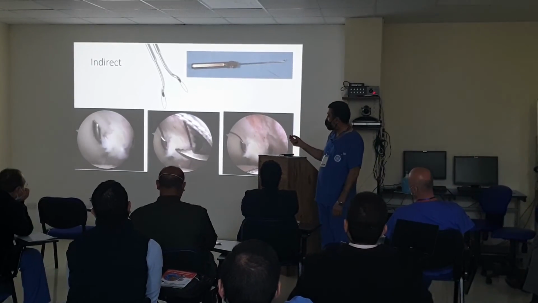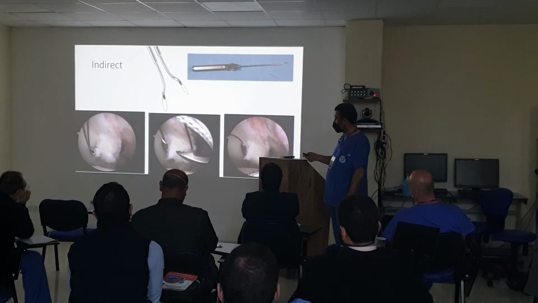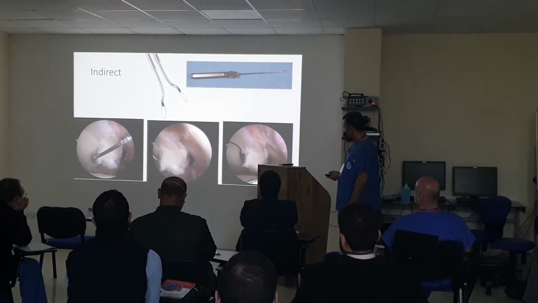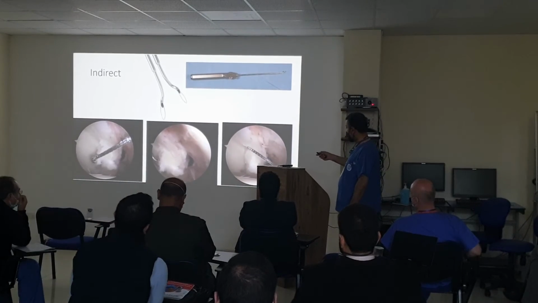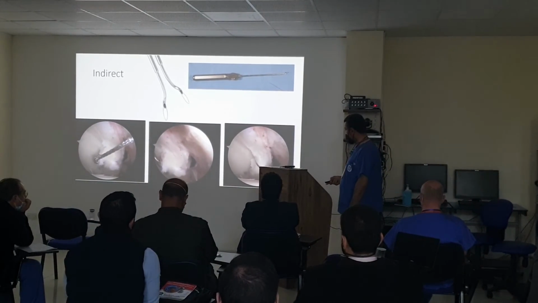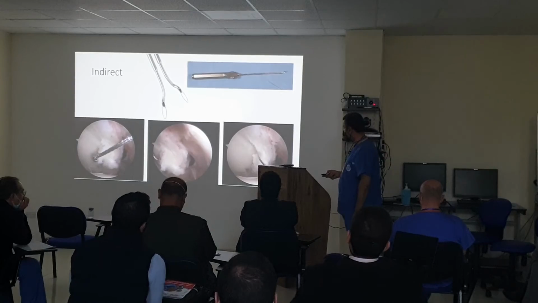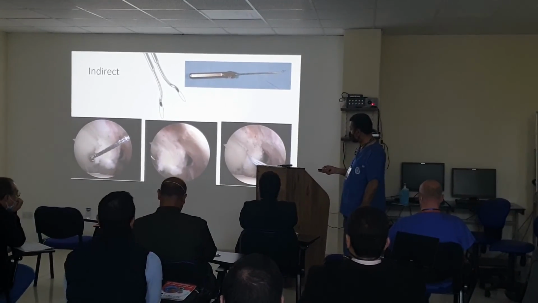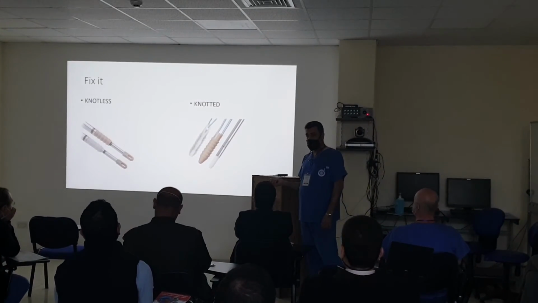Now, this is the indirect technique using a lasso. So you pass the wire, then retrieve and pass the suture. This is the indirect way of passing the sutures. See, the sutures come. Now, how to fix, knotless or knotted?